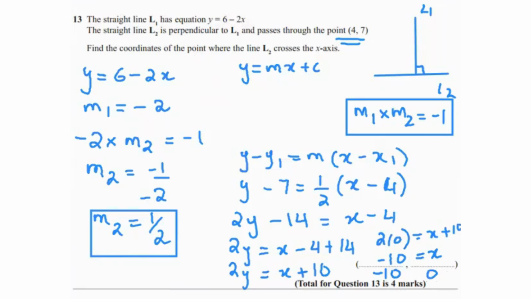So you need to be very familiar with the properties of parallel lines, perpendicular lines, how the gradients are changing. Parallel lines have the same gradient. For perpendicular lines, when you multiply the gradients, it equals -1, and how you can use this information to solve the question.